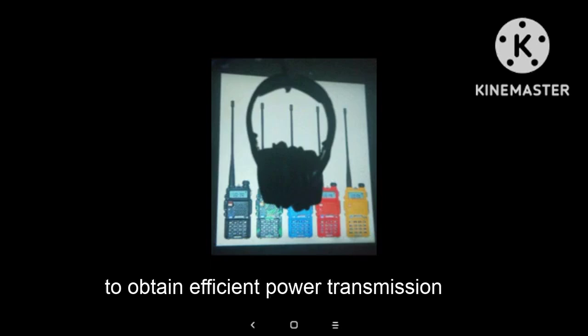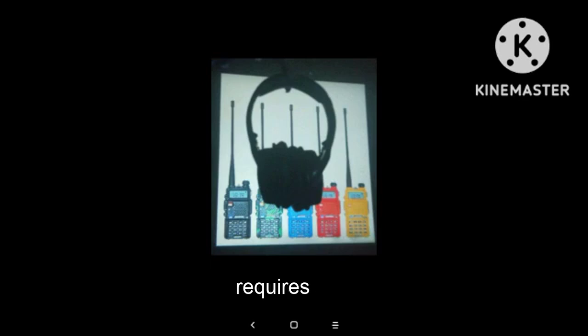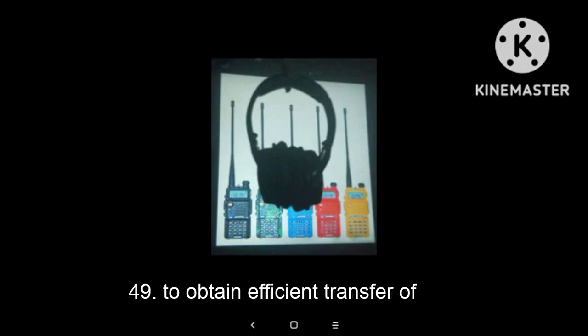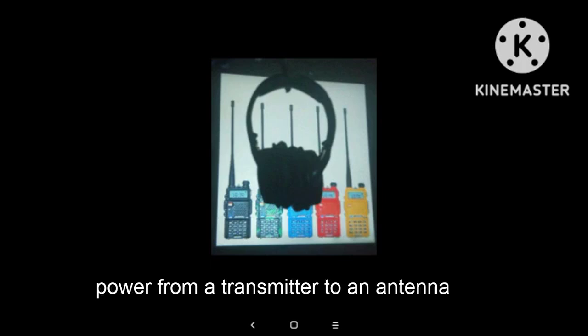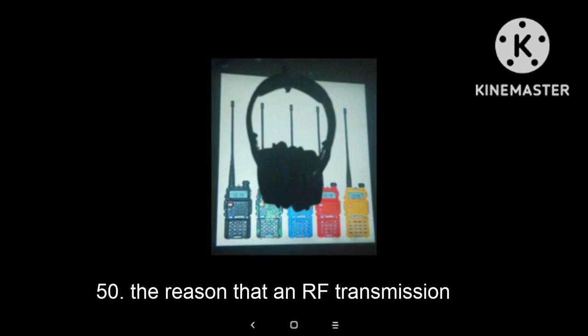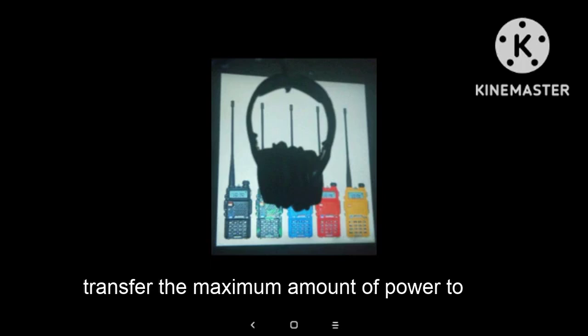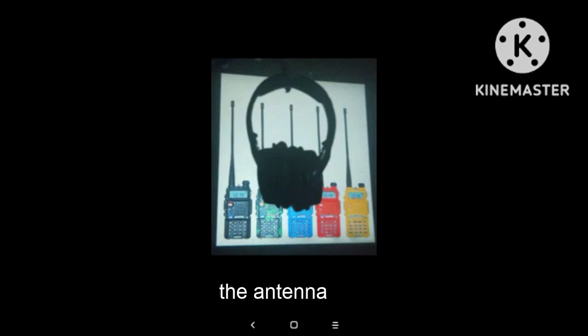48. To obtain efficient power transmission from a transmitter to an antenna requires matching of impedances. 49. To obtain efficient transfer of power from a transmitter to an antenna, it is important that there is a matching of impedance. 50. The reason that an RF transmission line should be matched at the transmitter end is to transfer the maximum amount of power to the antenna.